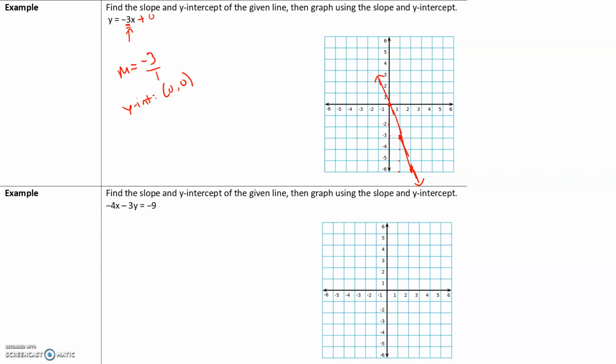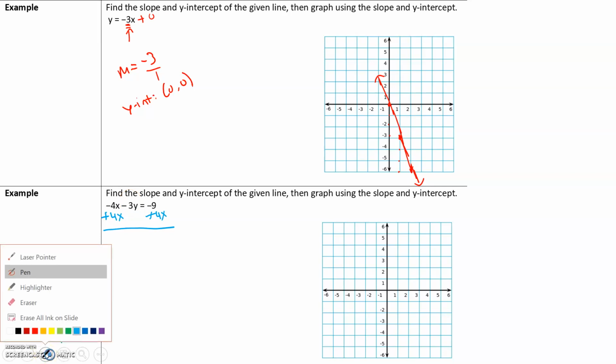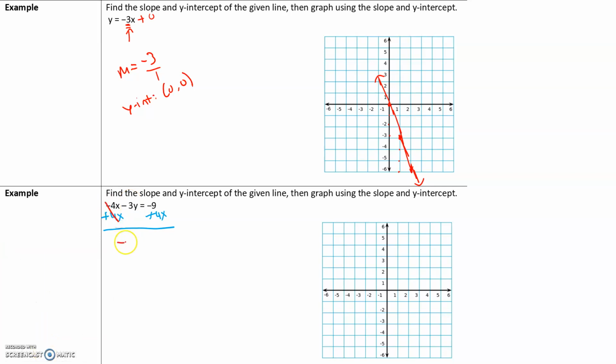Now, when we have this kind of case where the y is not by itself, we have to go one extra step and solve for y. So let's go ahead and do that. In order to solve for y, we have to first move the -4x. So we are going to add 4x to each side. We move the -4x to the right by adding it. So this gives you -3y equals 4x minus 9.